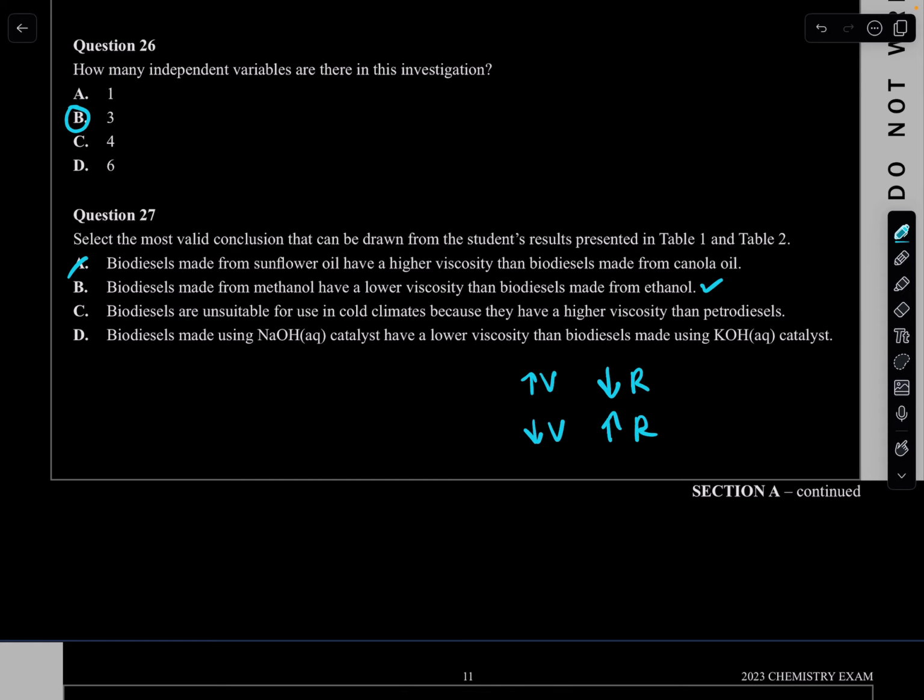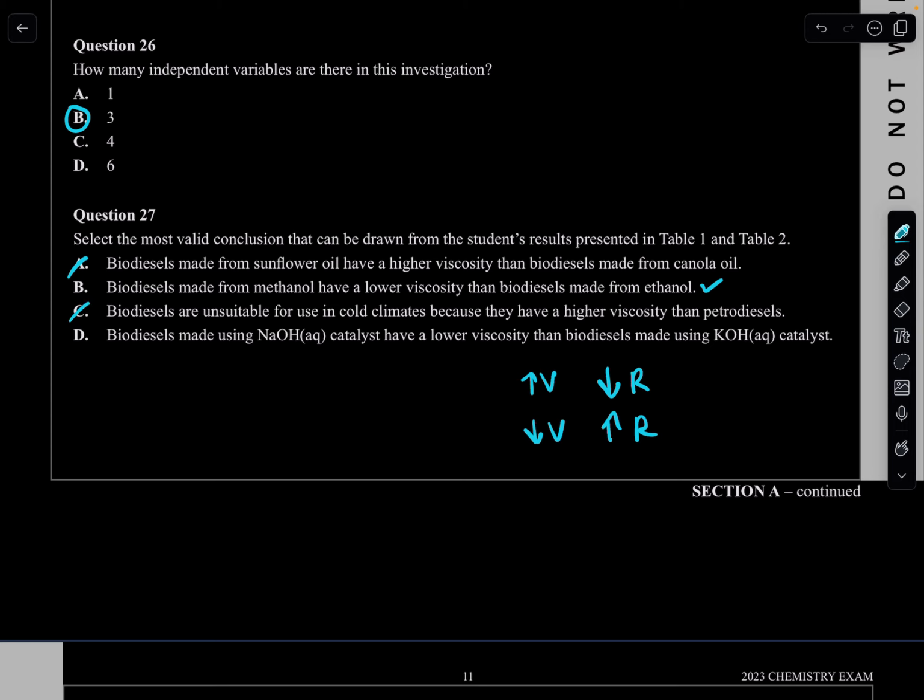C. Biodiesels are unsuitable for use in cold climates because they have a higher viscosity than petrodiesel. This has nothing to do with the question. It says select the most valid conclusion that can be drawn from these results. We're not even comparing petrodiesel. There's no data comparing petrodiesel, so this is rubbish. Take that off.